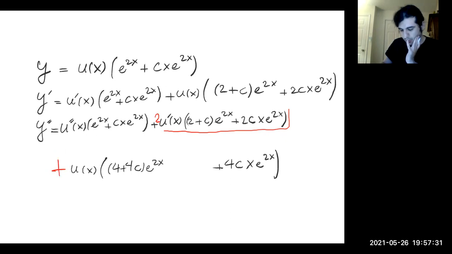Now, what we want to look at is, okay, this is a little complicated. What we want to do is plug these things into the equation. So the equation was, I would just write down the equation here.